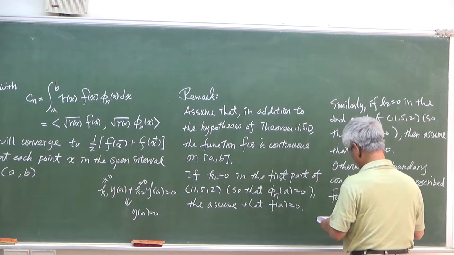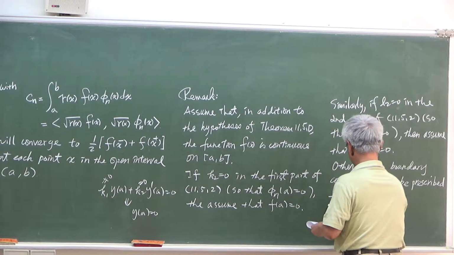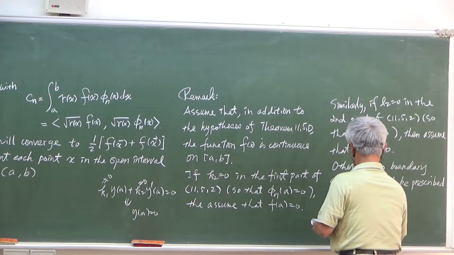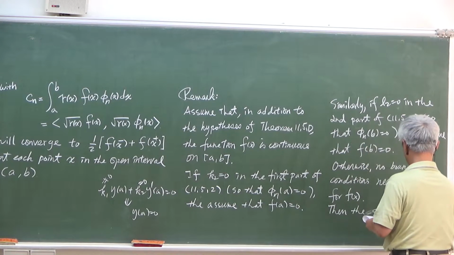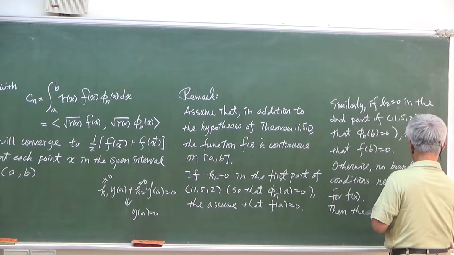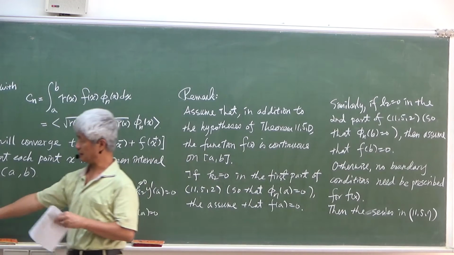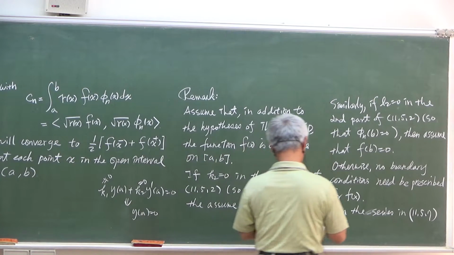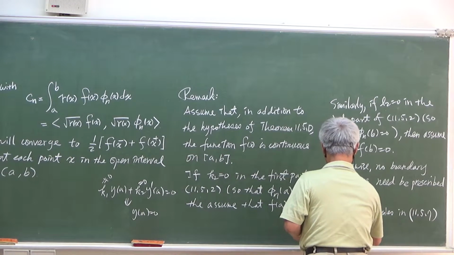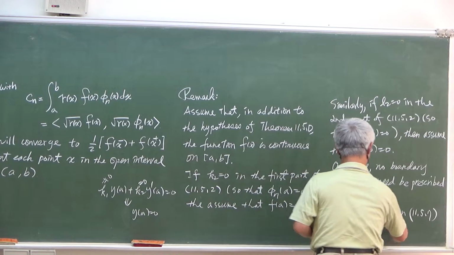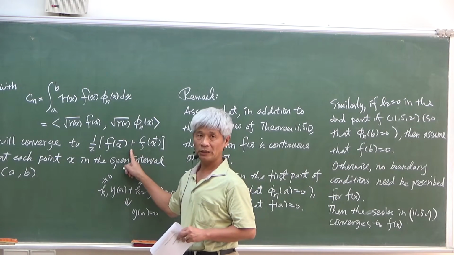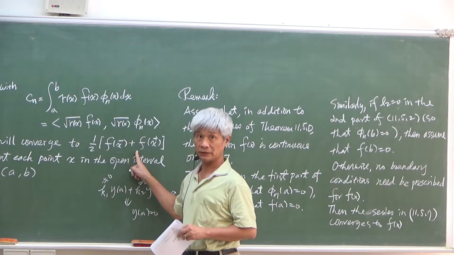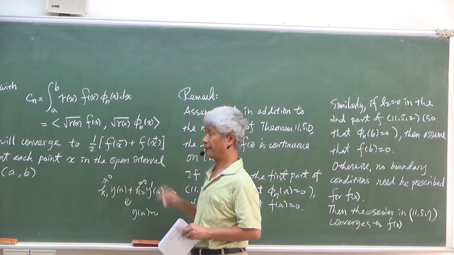The conclusion is that the series in 11.5.7 converges to f(x), not just half of the sum of the left limit and the right limit. It will converge to f(x).